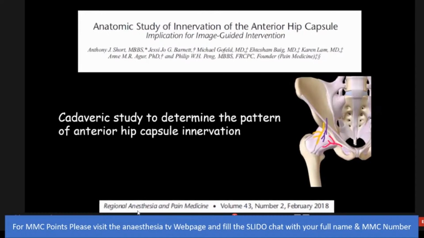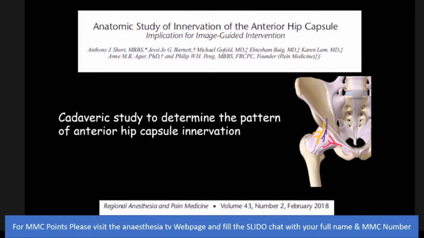There has been a renewed interest in hip innervation studies, as has been discussed in this article published in the same year, 2018. Authors have studied the anatomical distribution of the articular nerves of the hip joint, especially the pattern of anterior capsule innervation.